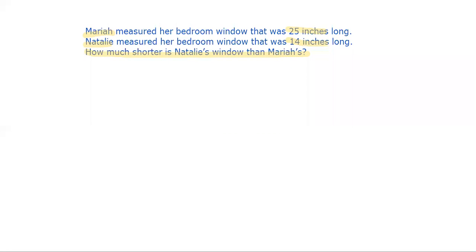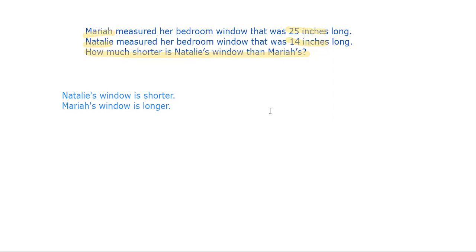So in order to do that, I need to understand first whose bedroom window is shorter. That's right, Natalie's window is shorter. Mariah's window is longer. So this is important information for me to know before I solve so that I can go back and check my work at the end to make sure that it matches these statements.